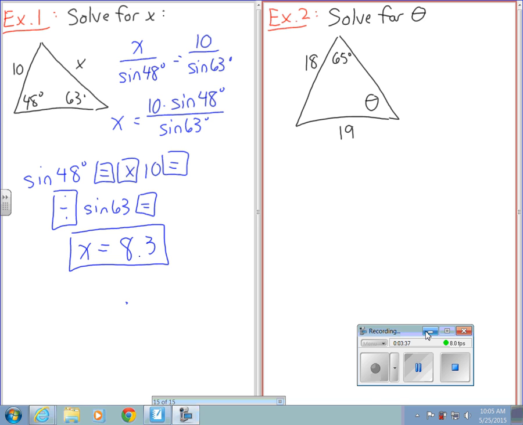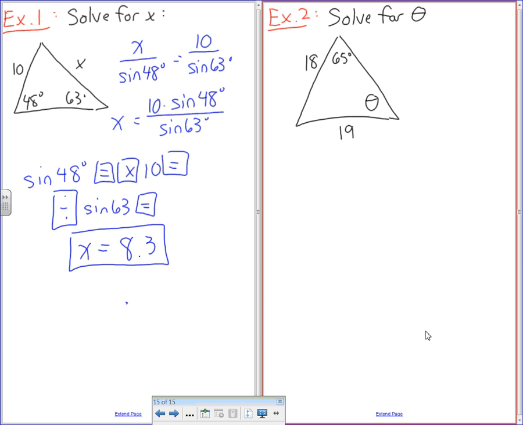Okay, all right, so I'm going to use sine law again for this one. The reason is because we have pairs of opposites. If you take a look here, guys, here we go. We're going to use things that are opposite. 19 and 65 are opposite. Theta and 18 are opposite, so we're using sine law for sure.